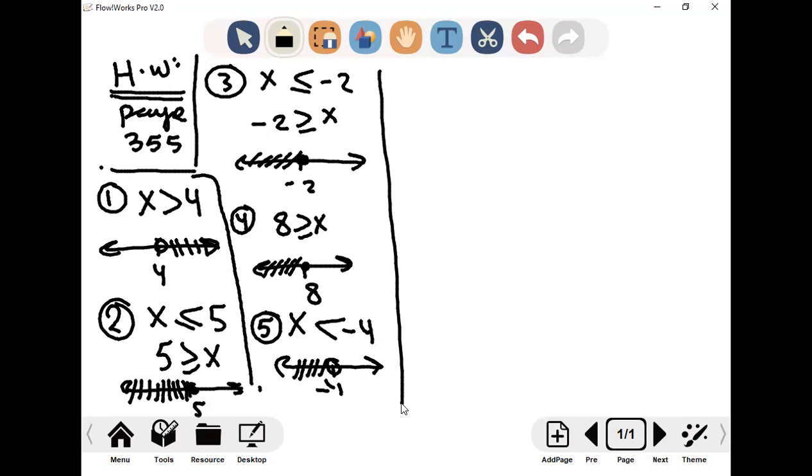Question 6. X more than or equal 12. This is a 12. Close circle. X more than, to the right. Question 7. X more than or equal.